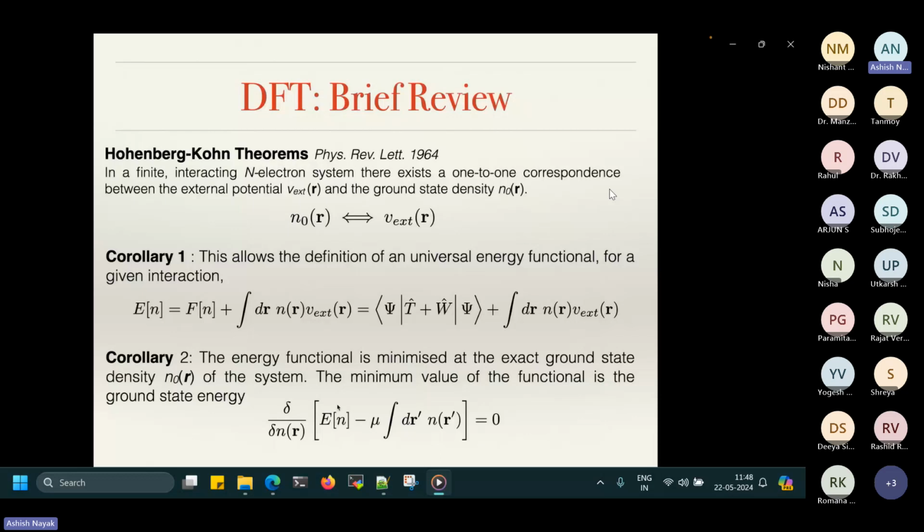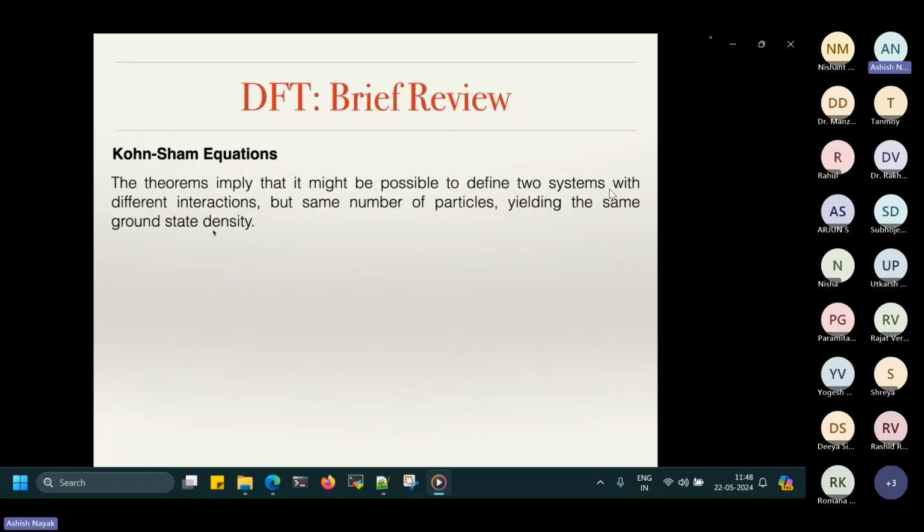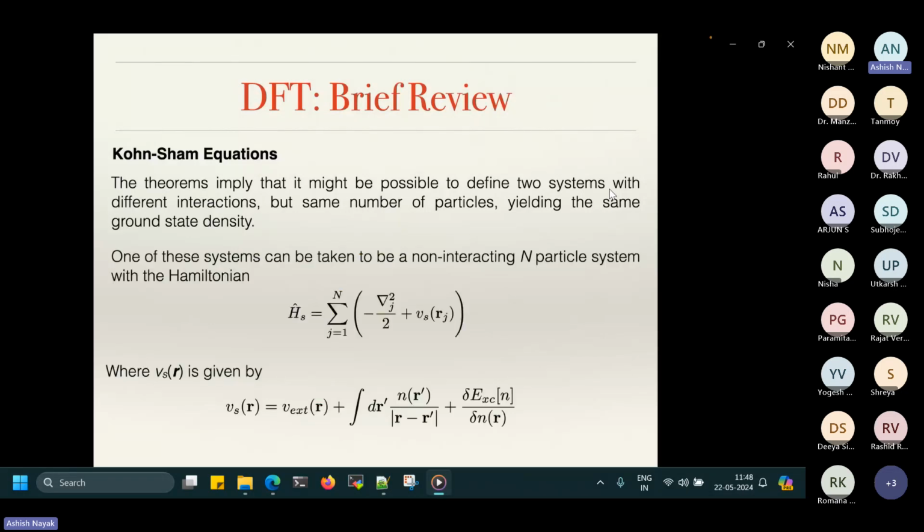So having set up these two problems, the next question, of course, is how to make this practicable, and the answer was given by Kohn and Sham. By identifying that if you have two different systems differing not in the number of electrons, but in the nature of the interactions, you can still ask for external potentials, different in the two systems, that can still yield the same ground state density. For instance, if you have a non-interacting system and an interacting system, you can ask for the external potential that you would have to impose on the non-interacting system that would yield the same ground state density as the interacting system.